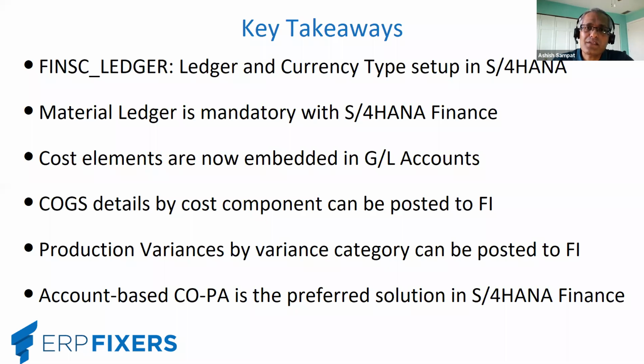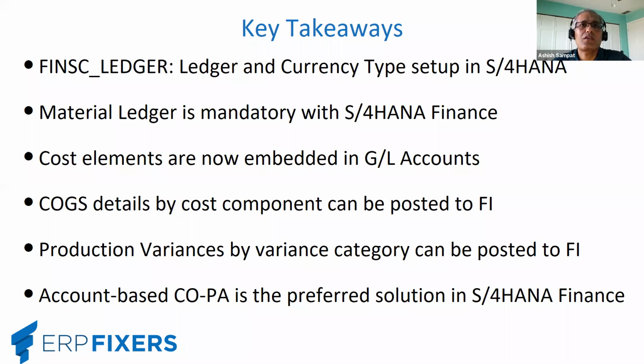Some key takeaways on the next slide, which speak about what we looked at. FinSC ledger, that's the new transaction which I think a lot of us will keep going to all the time to look at the overall setup. And we also looked at the material ledger, mandatory. Again, you don't have to worry. It's something that's available only for actual costing. If you're not using it, you can decide, okay, it's optional. But if you're using actual costing today, you want to continue to use it.